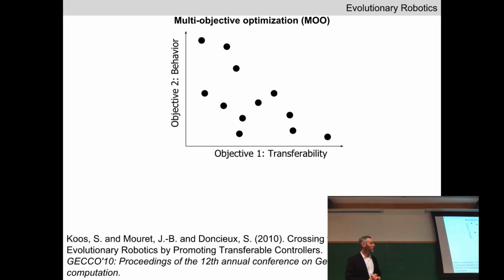Okay. Where would we like these points to fall in the plane? You want like a straight line up to the right? We'd like to try and find in the fitness landscape a controller that has very high behavior, gets the robot to move quickly, and very high transferability. The robot does the same thing in simulation that it does in reality.